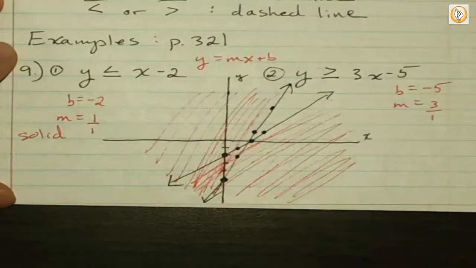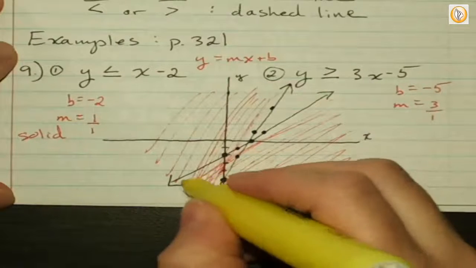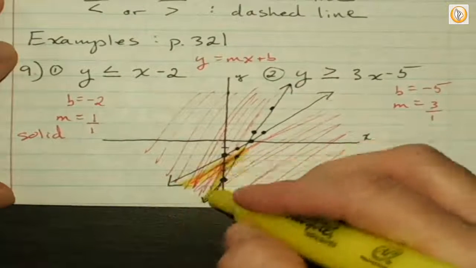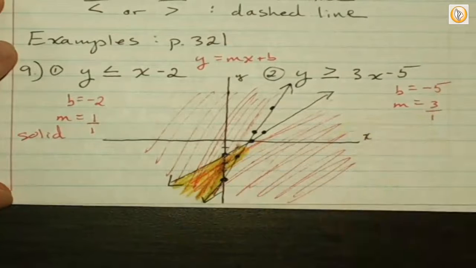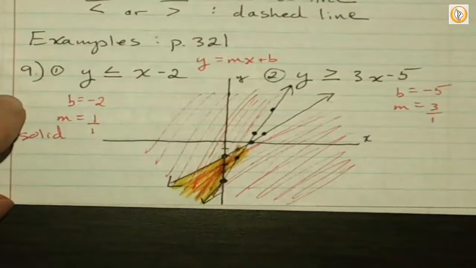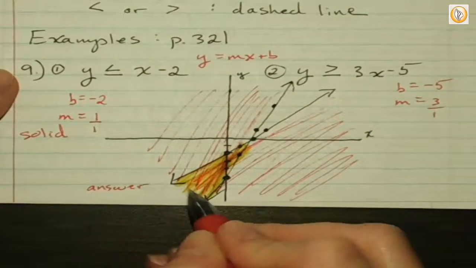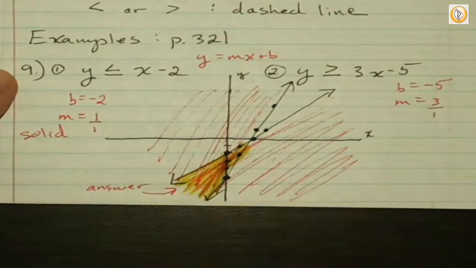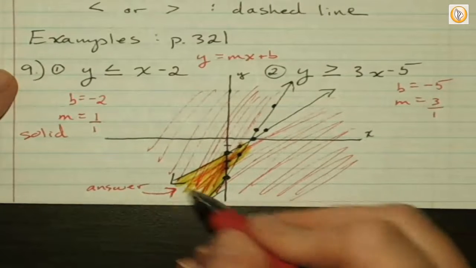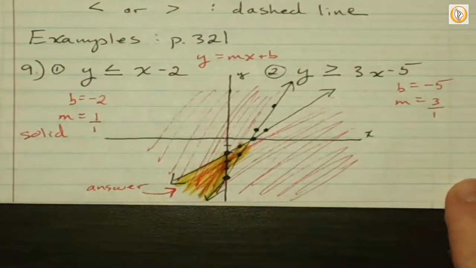So you can see this area right here, that's your answer. And I'm going to write answer because these are notes. But on your homework, you absolutely can write answer, but please make sure it's obvious to me. Okay? Any questions? Yes.